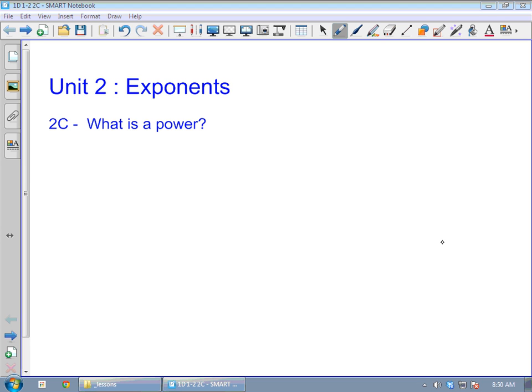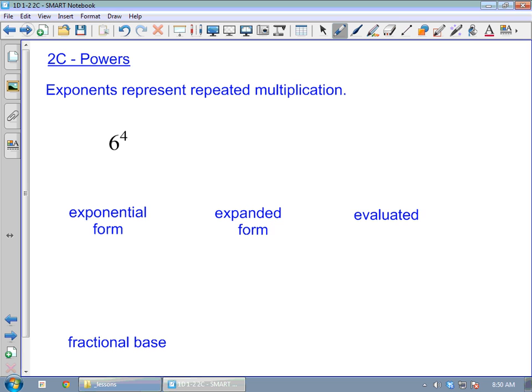Okay, today we're going to talk about some material from unit number 2, box C. Basically, we want to talk about what we mean by the term powers. So we've talked a little bit about exponents. What exactly is a power? And the easiest way to tell you what a power is is to just show you an example of one. This thing right here, 6 to the exponent 4, that together is a power.